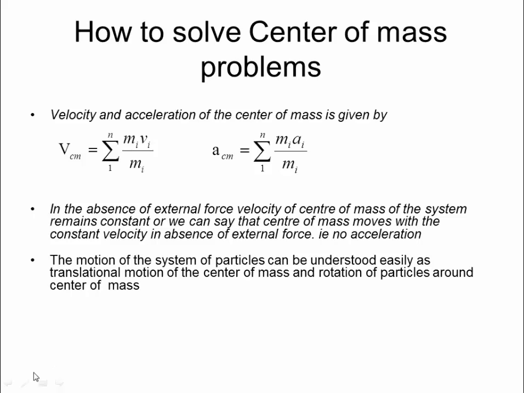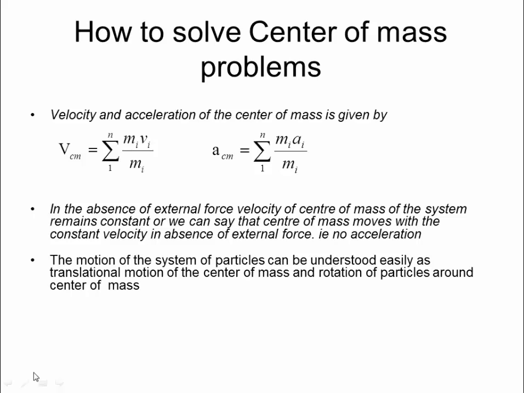In the absence of external force, velocity of center of mass of the system remains constant, or we can say that center of mass moves with a constant velocity in absence of external force, that is, no acceleration. By this we basically mean that if there is no net external force acting on the system, the center of mass velocity remains constant. If it is at rest, it will remain at rest. If it is moving with some velocity, it will keep moving with that same velocity.